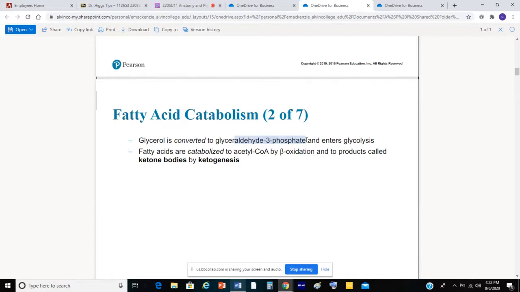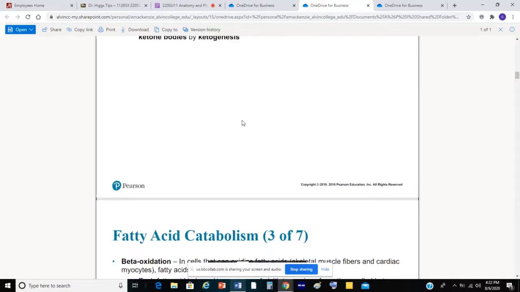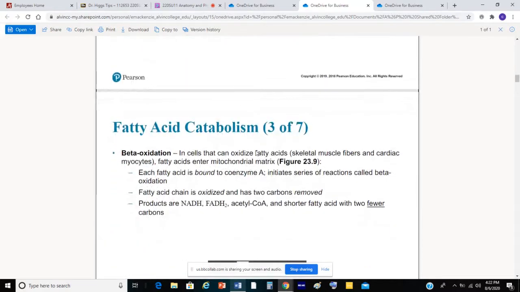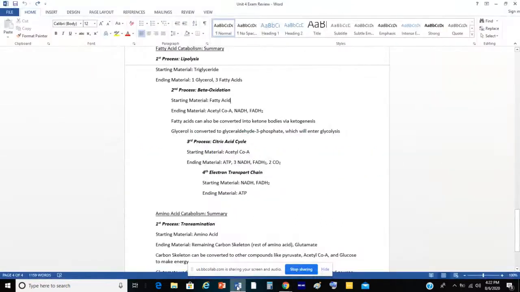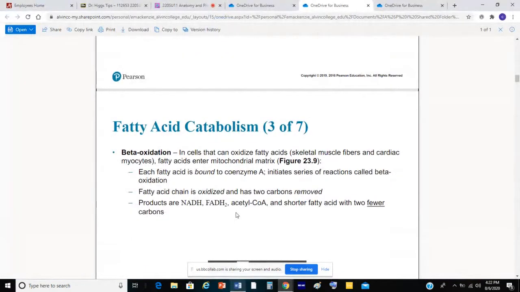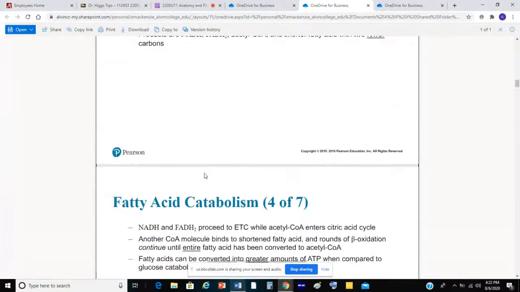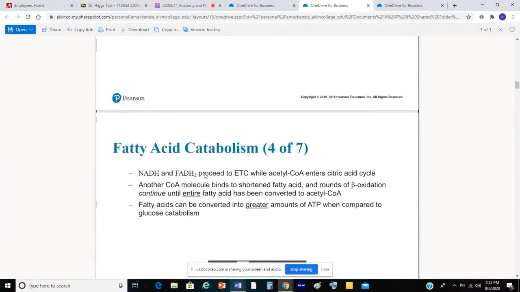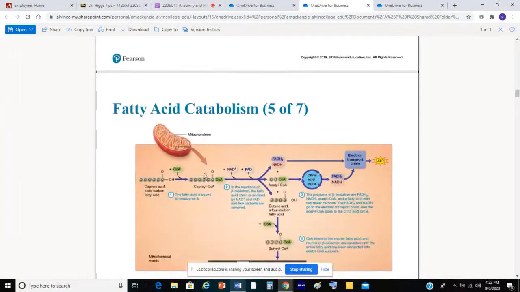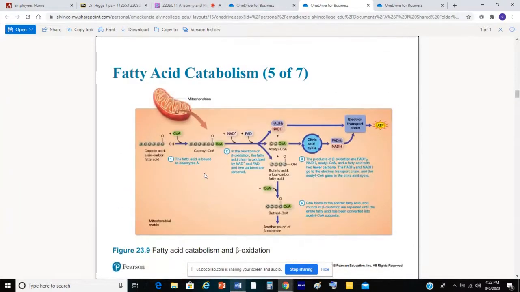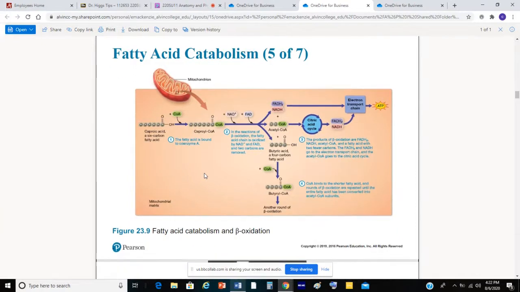While the three fatty acids will go on to do beta oxidation. Oxidation is again the process of breaking down the fatty acids. And again, you know what you're going to break down into. You're going to break down into acetyl-CoA, and you're going to get some electron carriers. And then that acetyl-CoA will go on to the citric acid cycle, which will make some ATP plus more electron carriers. All right. So that's fatty acid oxidation.